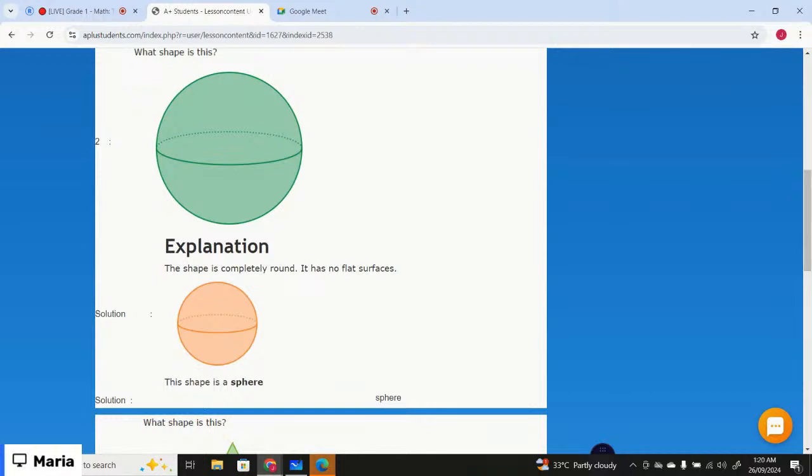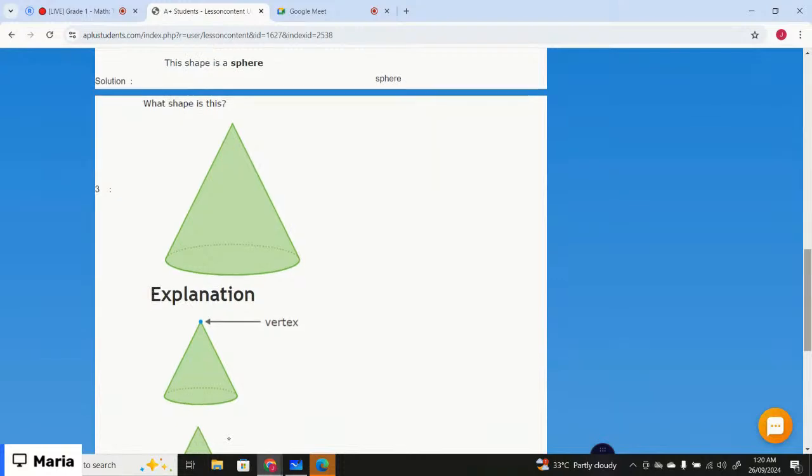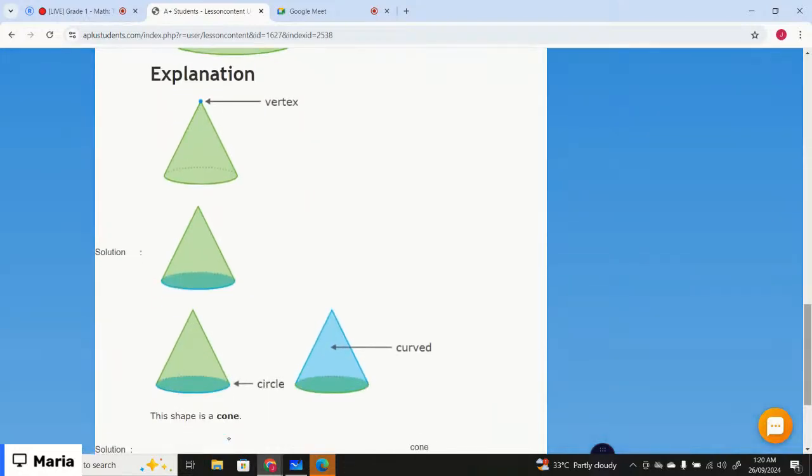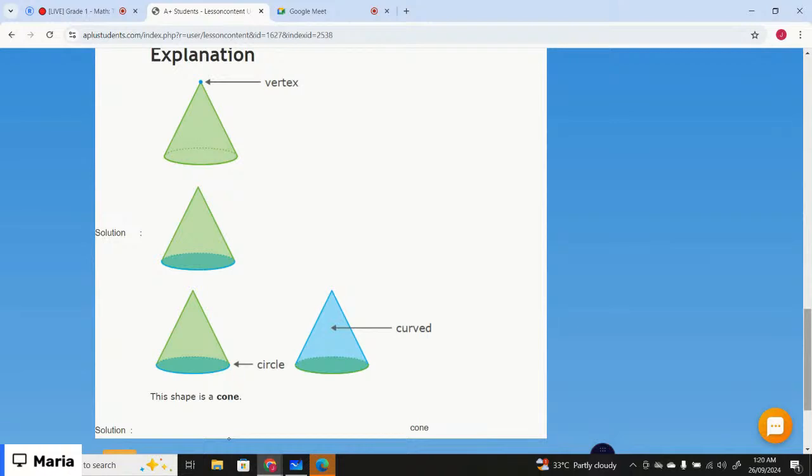Okay, the next one is what shape is this? Again, that's a completely round shape and the shape has no flat surfaces. So the shape is a sphere. The correct option is sphere. Okay, what shape is this? That's a cone. The shape has a vertex and a base, a curved shape and a circular base, right? The shape is a cone.